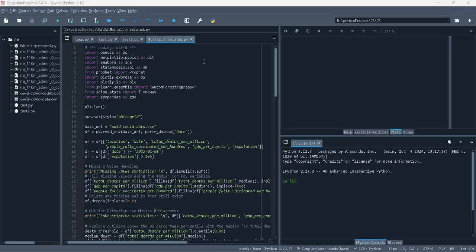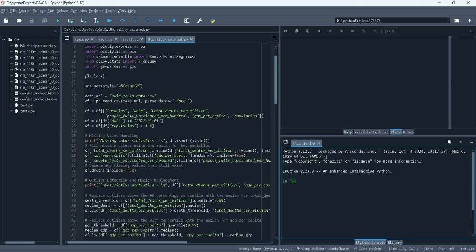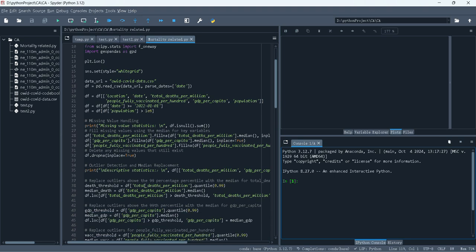I will introduce my project, and my project is about what is related to mortality. First, in this part, we choose some data and filter the data above 2022 and the population above 1 million. Also, in this part, we fill missing values using the median for key variables, and replace outliers above the 99th percentile with the median for total days.